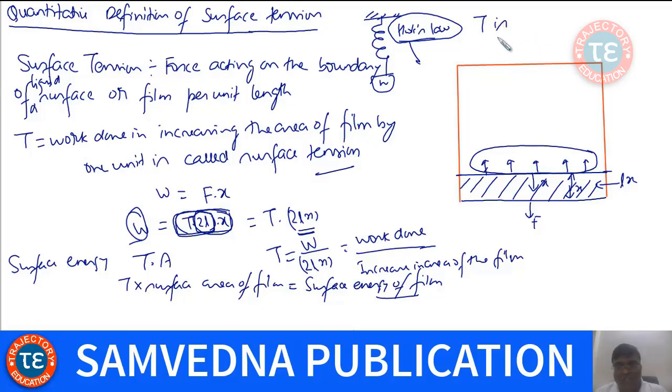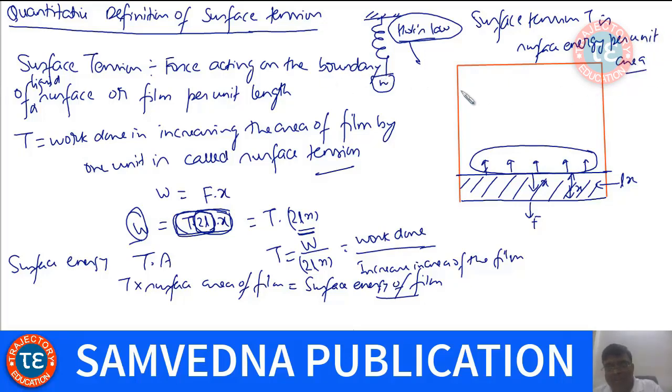So T can be defined as surface tension. T is nothing but surface tension. T is basically surface energy per unit area. Surface energy per unit area. Okay, this is how we can define it.